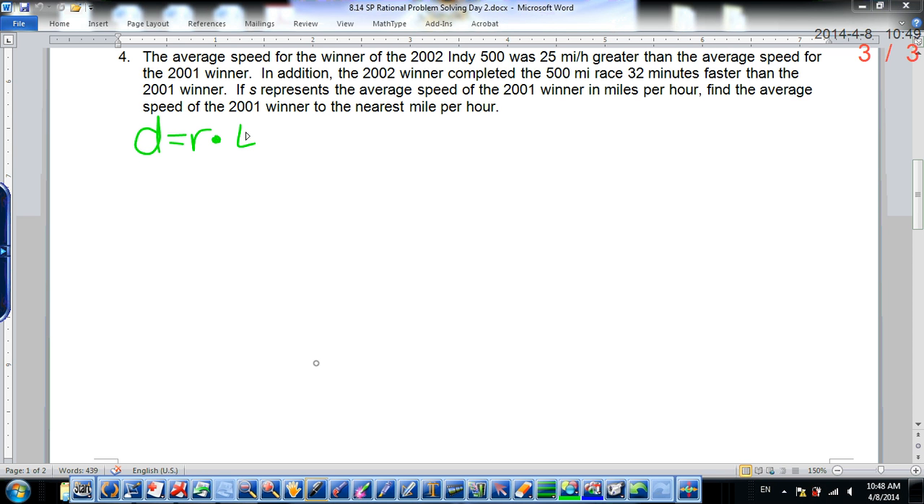Okay, and what are the two parts that we're looking at? 2001 and 2002. Okay. So we're going to look at 2001, and we're going to look at 2002. Everyone okay with that? Okay, let's start with 2001. What is the distance? 500.